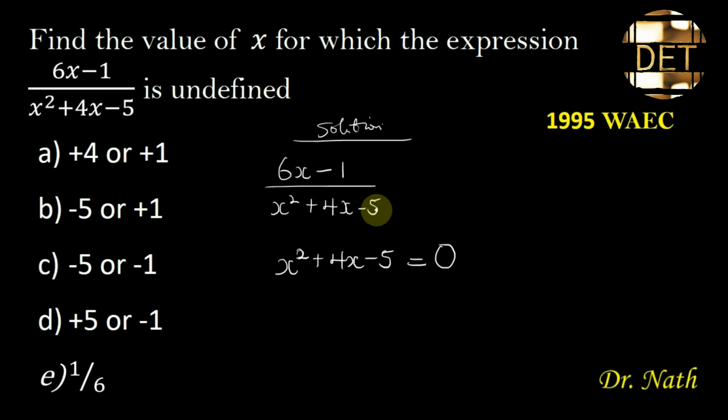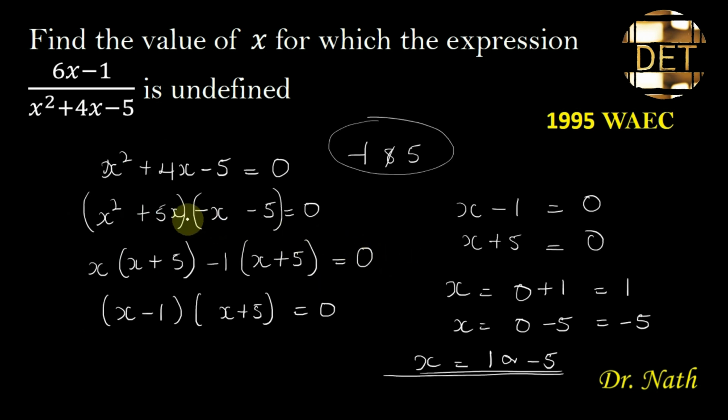So like I said, what defines an undefined expression is when the denominator is equal to 0. For an expression to be undefined, the denominator must be equal to 0. And the denominator that we have here in this expression is x squared plus 4x minus 5. So for this expression to be undefined, the denominator must be equal to 0. So that will result in x squared plus 4x minus 5 equal to 0. Having written out the expression like this, the next thing to do is to resolve the expression to find the value of x.